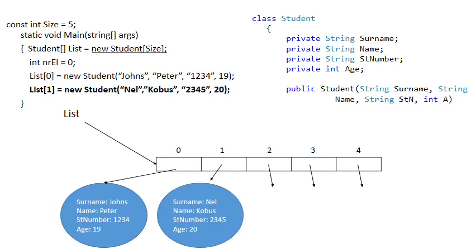The same happens when we say list[1]. We create a new object with the surname Nell, name Corbus, student number 2345, age 20, and then we have list[1] pointing to that object.